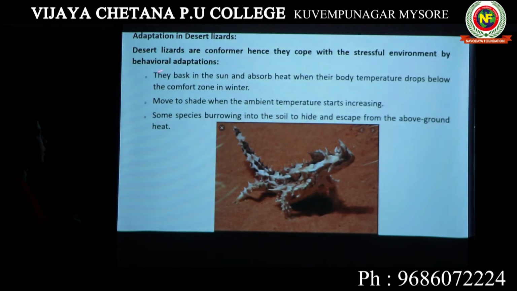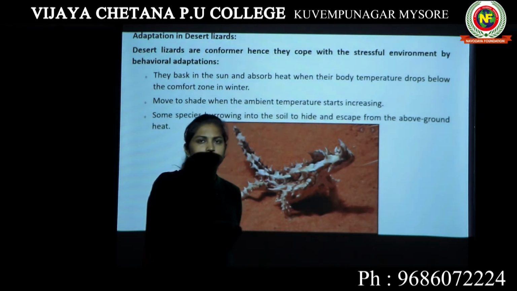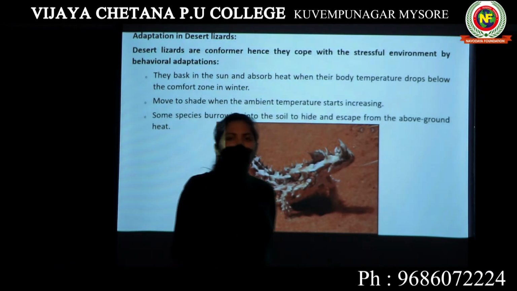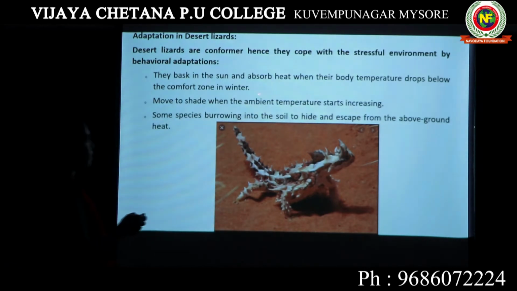What do they do? They bask in the sun and absorb heat when their body temperature drops below the comfort zone in winter. During winter season, when the temperature is too cold, they bask in the sun and absorb heat. They will just lie down and be exposed to sunlight in order to increase their body heat. Okay, they increase their body temperature when the temperature falls below the comfort zone. Comfort zone is the temperature with which the desert lizard is comfortable.